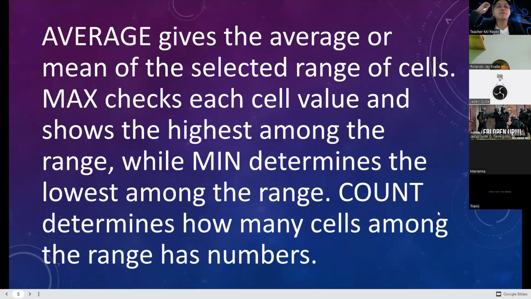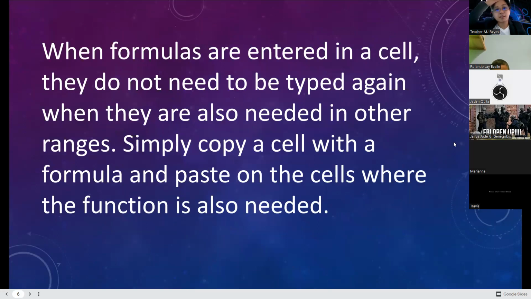Average gives the average or mean of the selected range of cells. Max or maximum checks all cells and shows the highest among the range, while the minimum determines the lowest among the range. Count determines how many cells among the range have numbers. When formulas are entered in a cell, they do not need to be typed again, even if they are needed in other ranges. Simply copy the cell with the formula and paste it in the cells where the function is also needed.